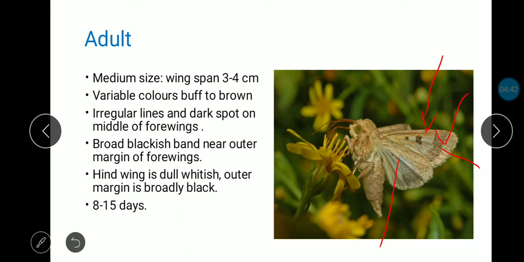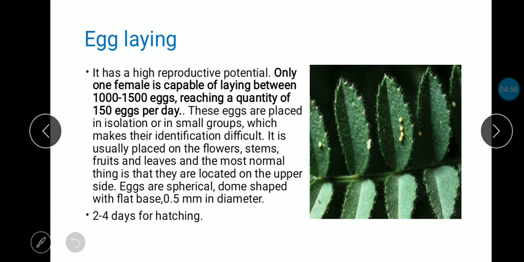And the hindwing has the broad margin which is black. And this adult stage lives for 8 to 15 days. It lays eggs. It has high reproductive potential. Only one female is capable of laying between 1000 to 1500 eggs, reaching a quantity of 150 eggs per day.